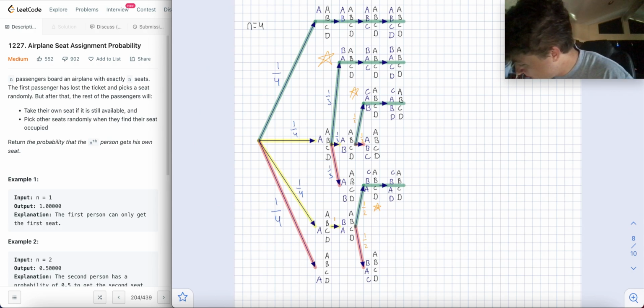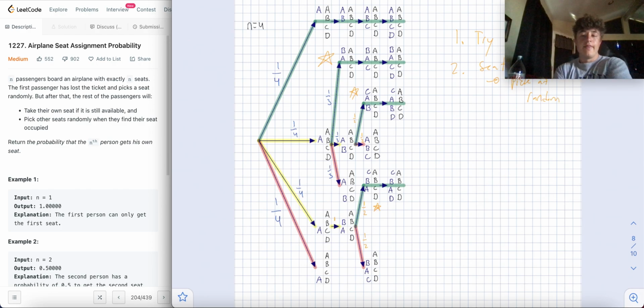So you try to pick your seat. Seat taken, then pick at random. Okay? That's how this works, right? Except for the first node, right? The first node is going to pick at random.